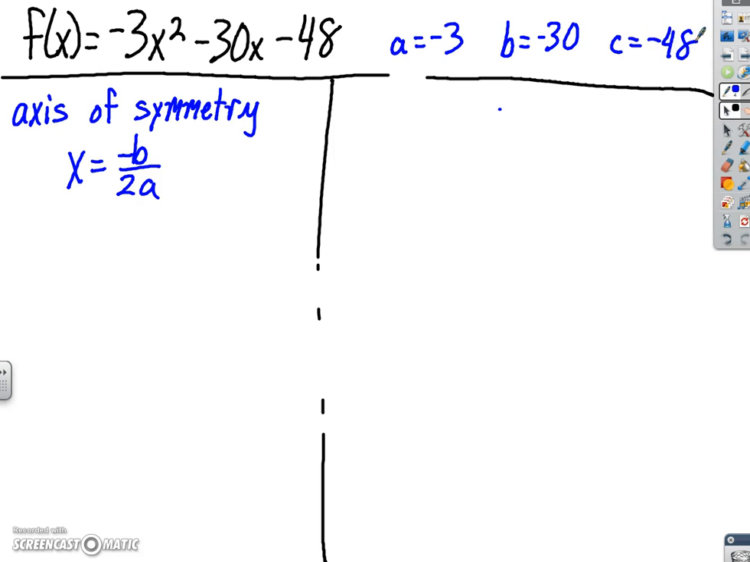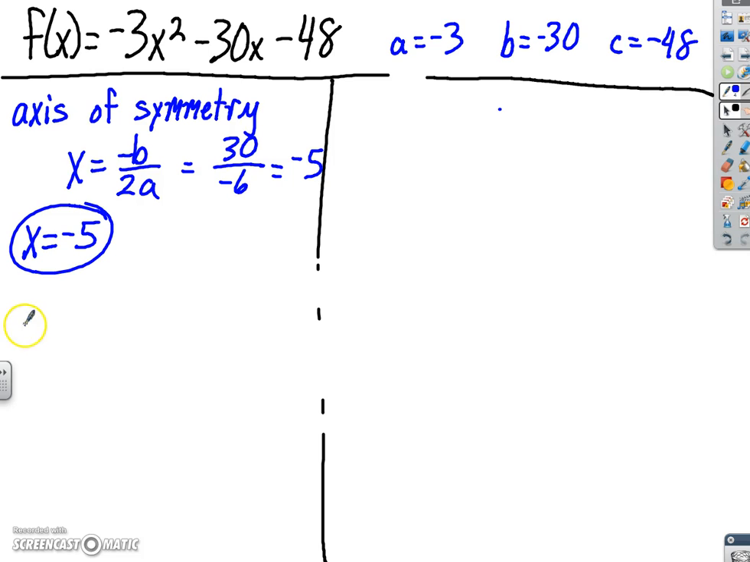So using this, we're going to have the negative of b. Well, b is already negative, so that means it will be positive 30 over 2 times a. Well, a is negative, so we have negative 6. So 30 divided by negative 6 is negative 5. That means our axis of symmetry is at x equals negative 5. Remember, axis of symmetry is a line. It's a vertical line, so we always write it as x equals.